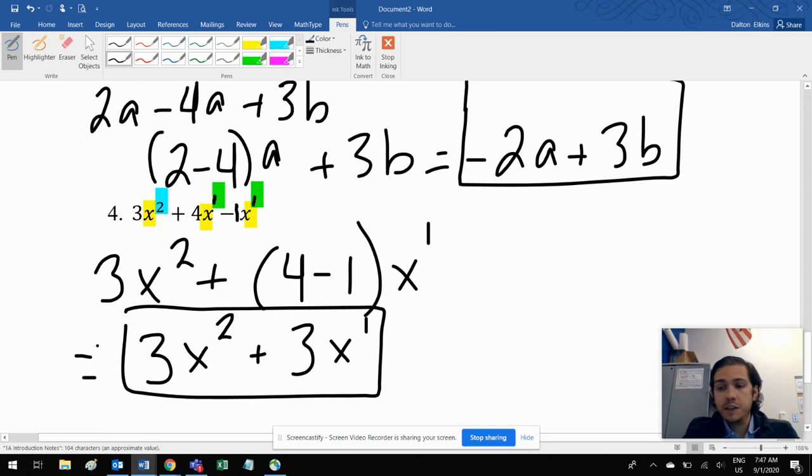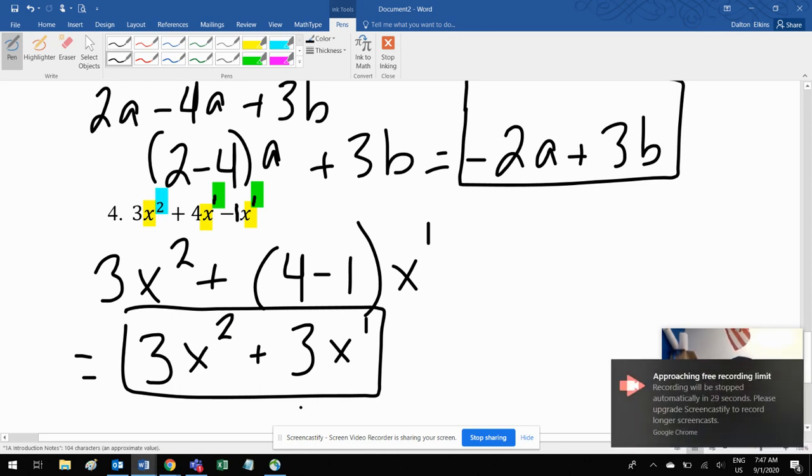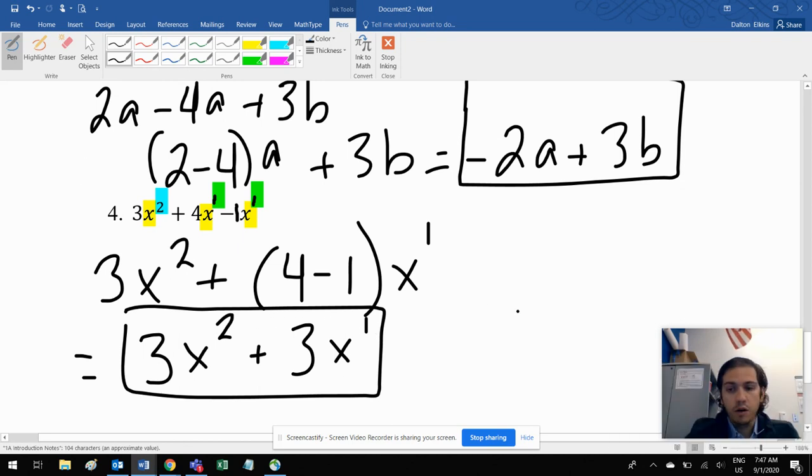And you could double check that this is in standard form. Both of these last two are in alphabetical order. This is a followed by b, and these are all x's, so there's no other order. And then the exponents decrease, so 2 and then 1. And that's it. That is how we combine like terms. Go ahead and work on the practice that summarizes all this. Best of luck, and let me know if you have any questions.